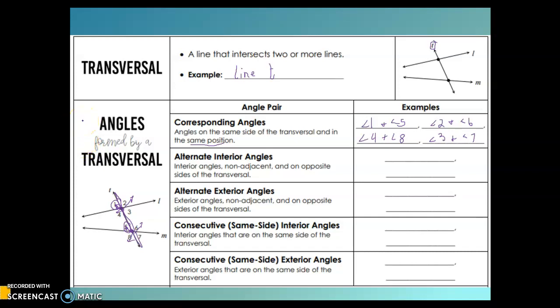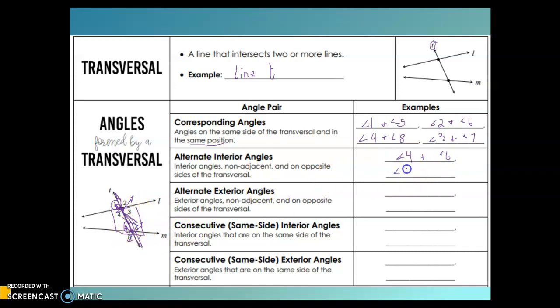All right, alternate interior angles. Hopefully the name gives you an indication. Alternate is alternating sides. Interior, meaning it's between the two lines that are being intersected. And they're not on the same side, non-adjacent. That's where the alternate comes in, opposite sides of the transversal. So an example of that would be, okay, in between our intersected lines, we have 4, 3, 5, and 6. Those are our interior angles. And the alternate ones are 4 and 6. So they're both interior, but they're on different sides of the transversal. And then 3 and 5.